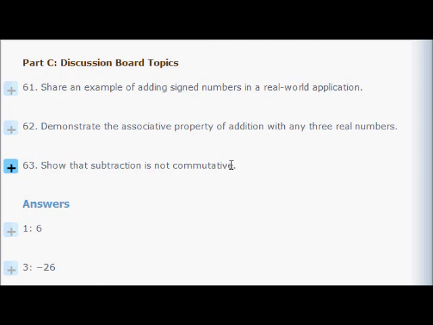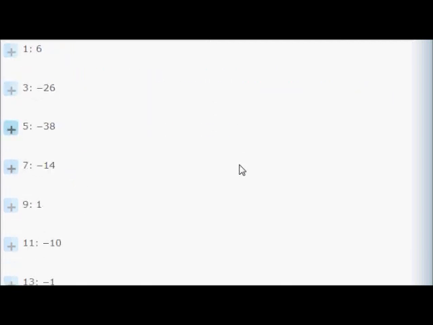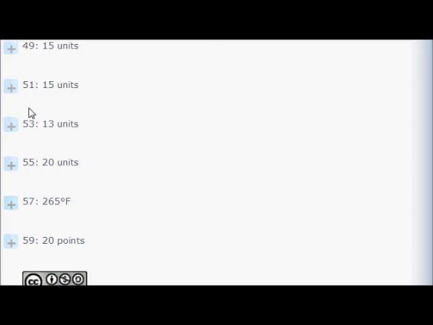These questions are: share an example of adding signed numbers in a real world application; demonstrate the associative property of addition with any three real numbers; and show that subtraction is not commutative. These are all things that I think you can figure out how to do based on what we've talked about.